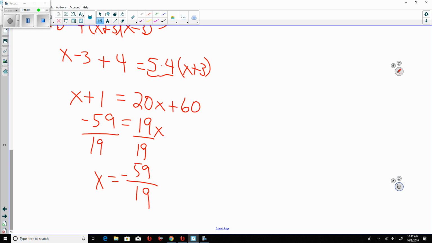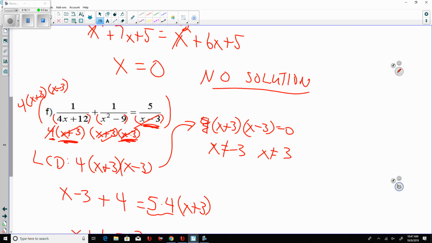Does that make sense? So what I'd like you to do, and it's going to take a little while, I'd like you to take this value and plug it into the original equation, the entire thing in your calculator, such that x equals negative 59 over 19, and get it to say true. It'll take you a couple minutes.